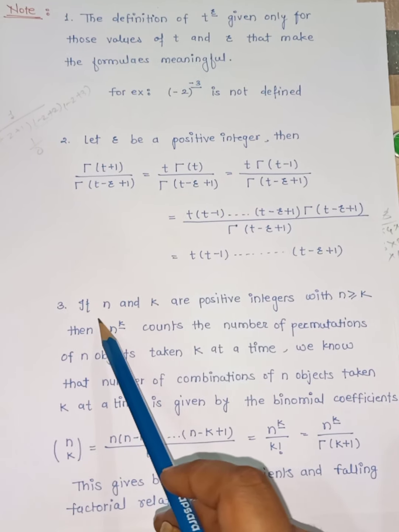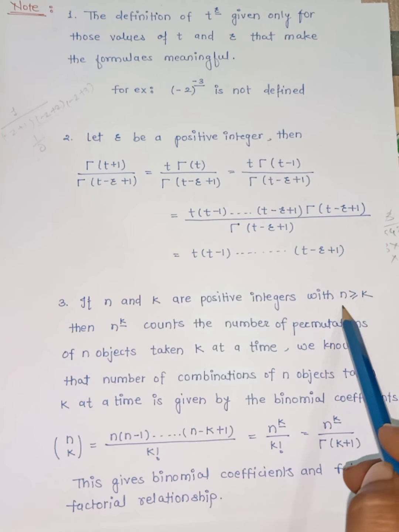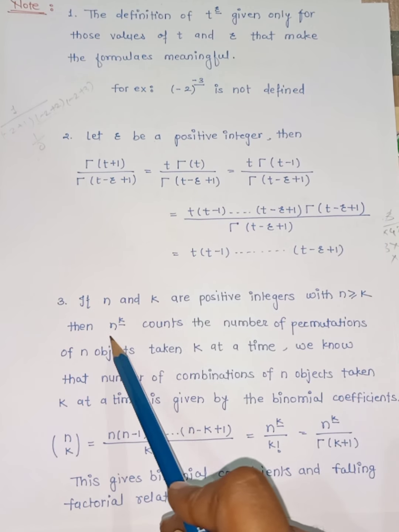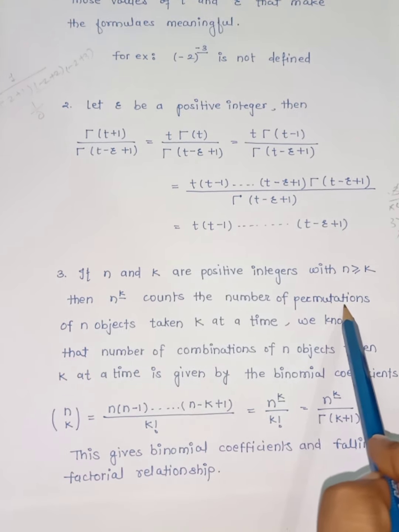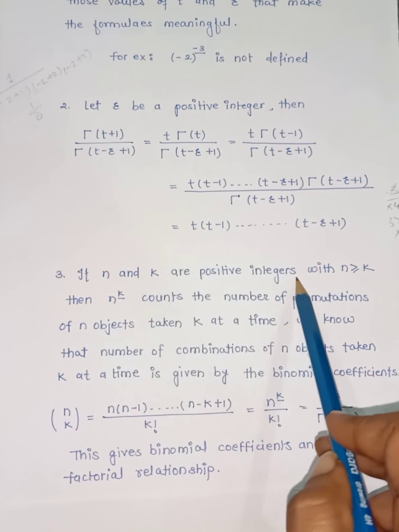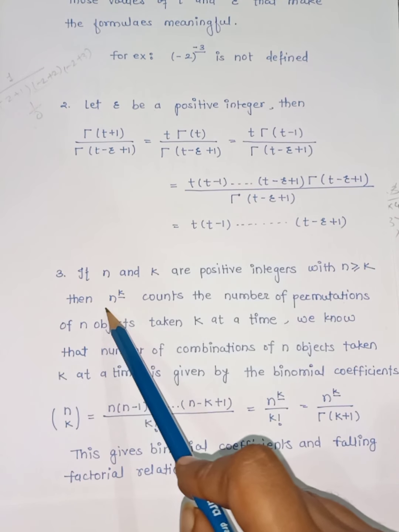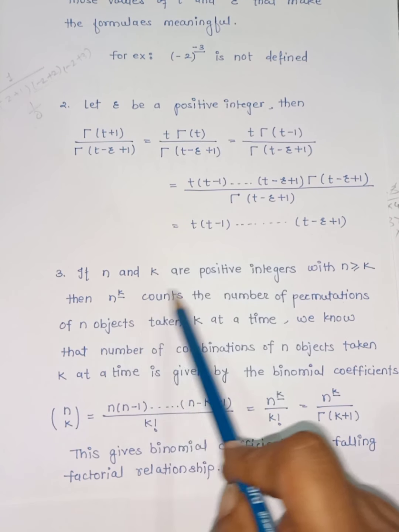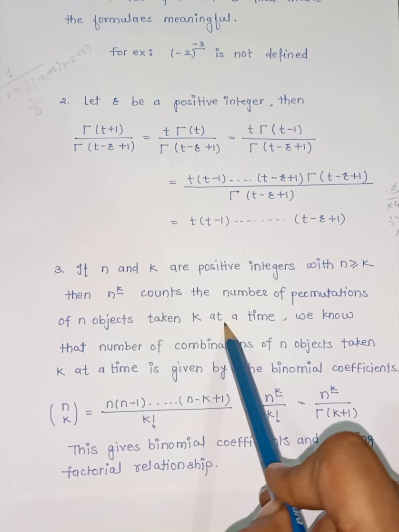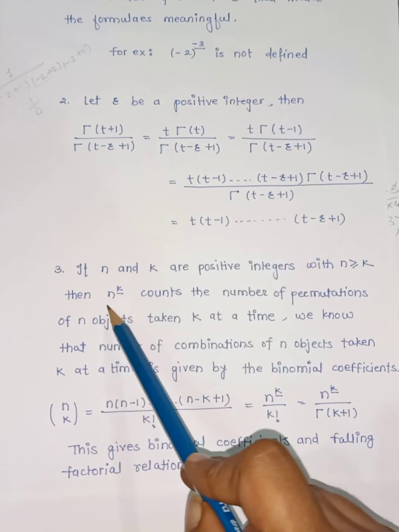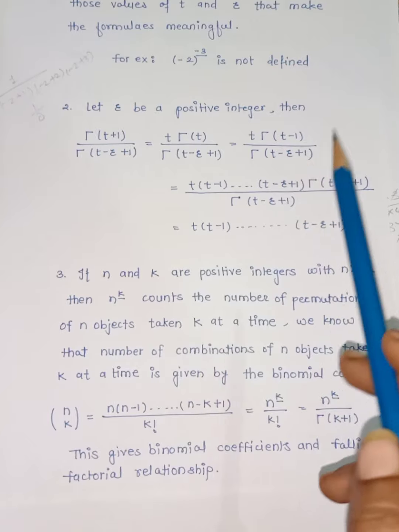Then the third one: if n and k are positive integers with n greater than or equal to k, then n to the following k counts the number of permutations. So if n and k are positive integers and n is greater than or equal to k, then this n to the following k counts the number of permutations of n objects taken k at a time. This will be the number of objects and k will be taken at a time.